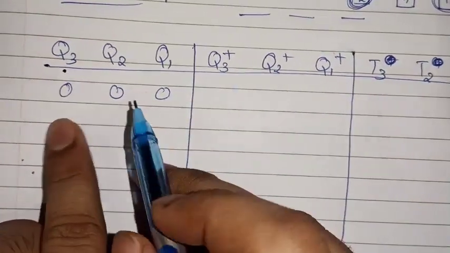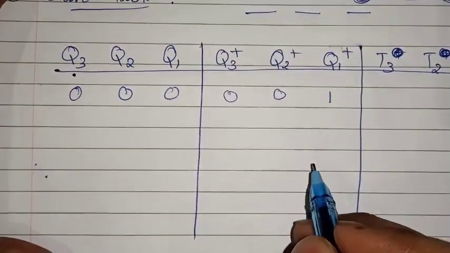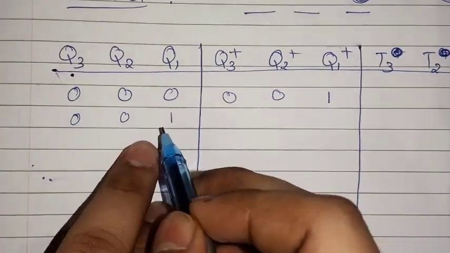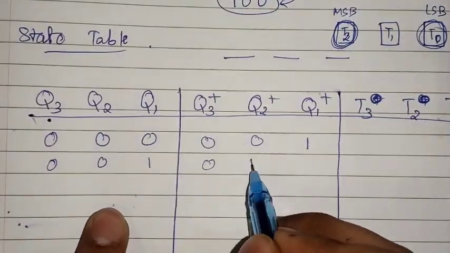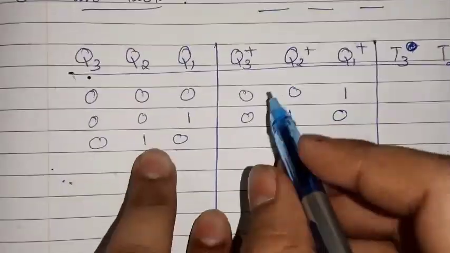So the next value to which the counter will go from 0, 0, 0 is 0, 0, 1. So this state would act as a current state for the next state, and the next state for this state would be 0, 1, 0. Similarly, 0, 1, 0. What is the next state after this? 0, 1, 0, then 0, 1, 1.